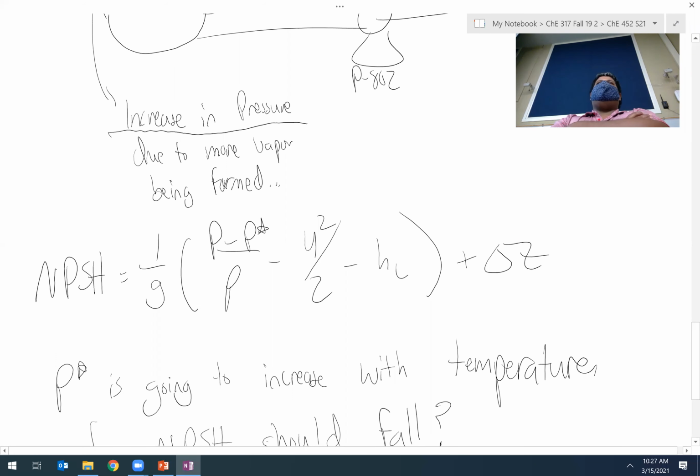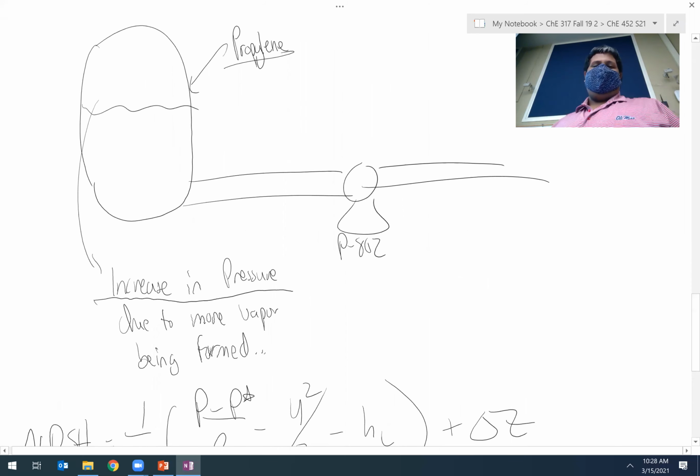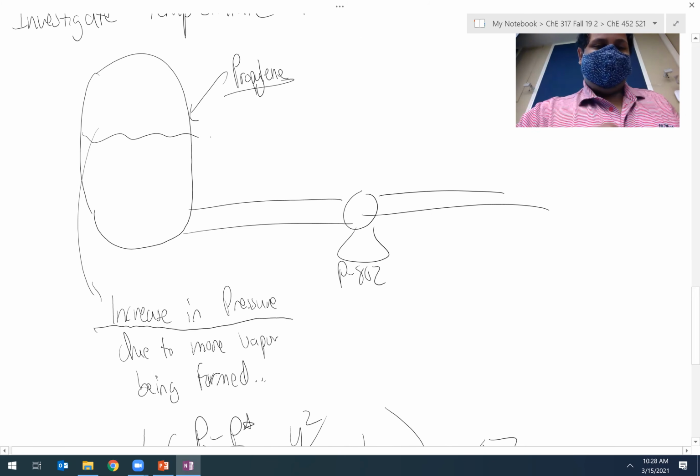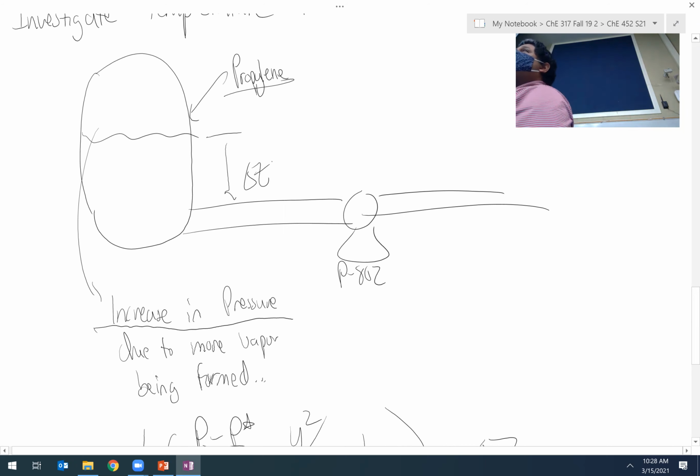Where does the vapor come from? There it is. If my temperature is going to increase and I'm going to have more vapor formation in my tank, vapor has to come from somewhere. Therefore, it's going to come from the liquid. What's that going to do for our liquid level? It's going to drop it, which means the static pressure going in is going to fall.